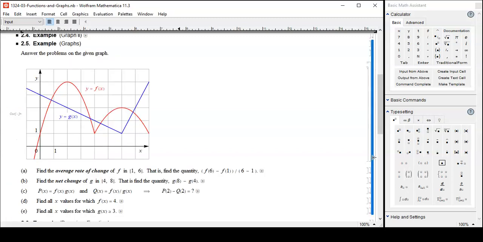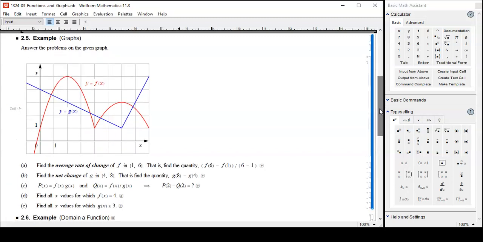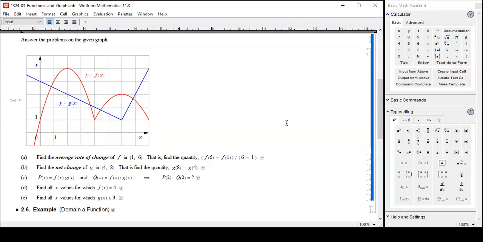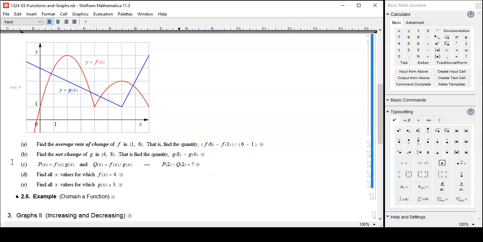We have another graph problem here, but this time we have two graphs. Red graph, that's the graph of f of x, and blue graph, that's the graph of g of x. So we have to read two graphs this time. Okay, let's go. Find the average rate of change of f from 1 to 6.